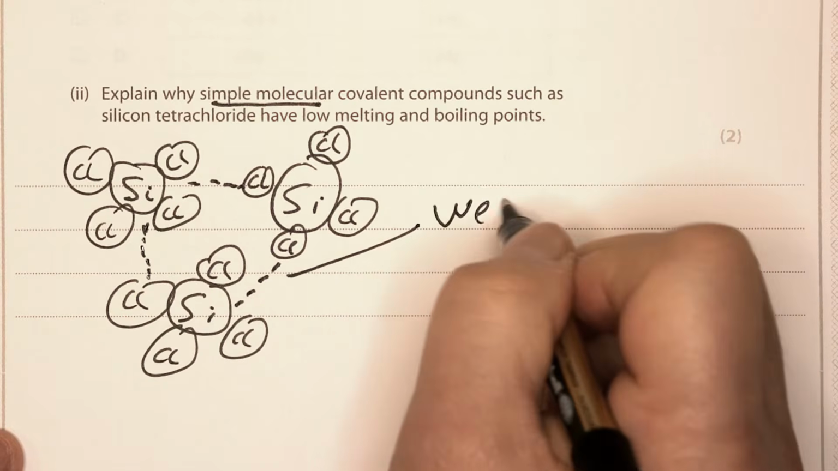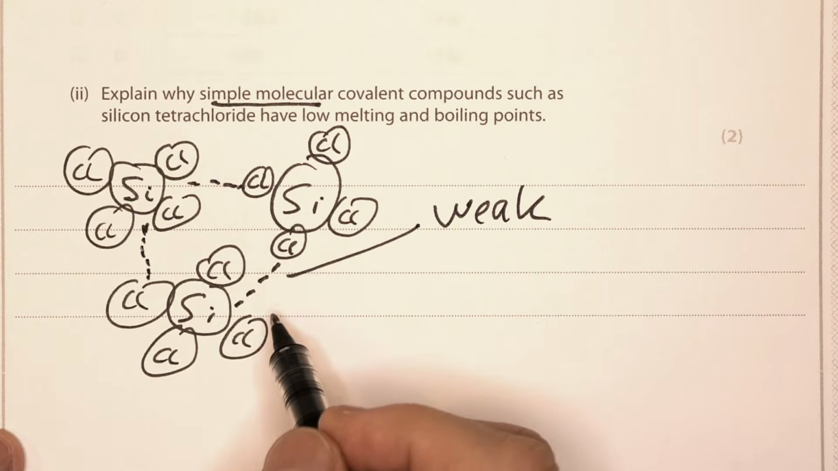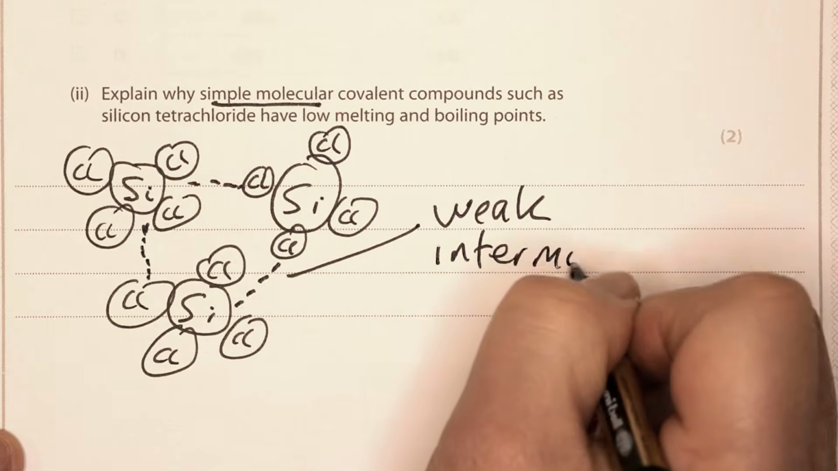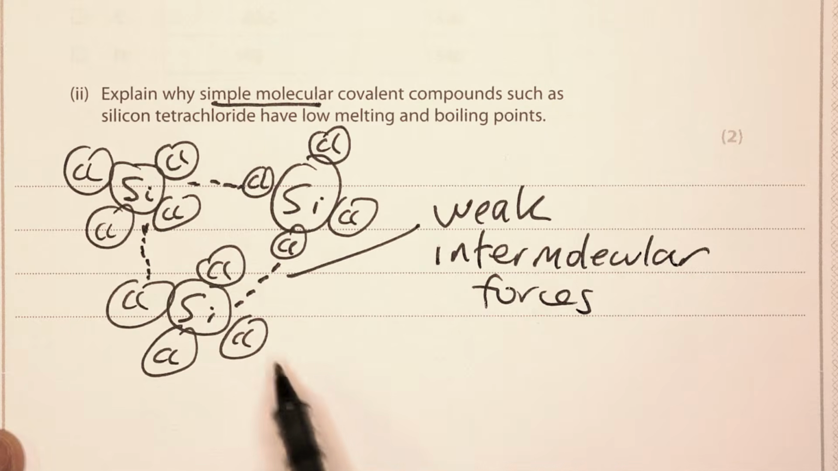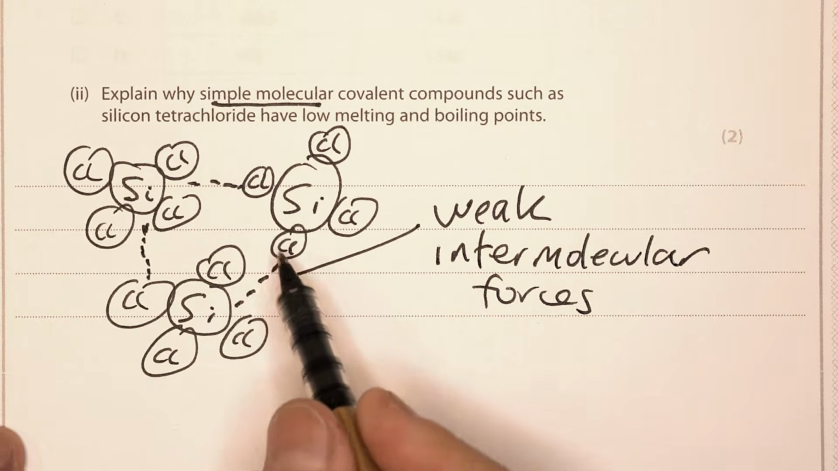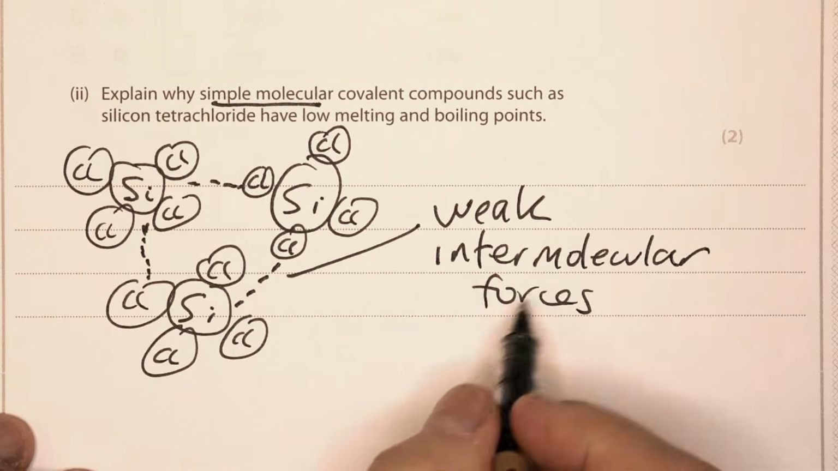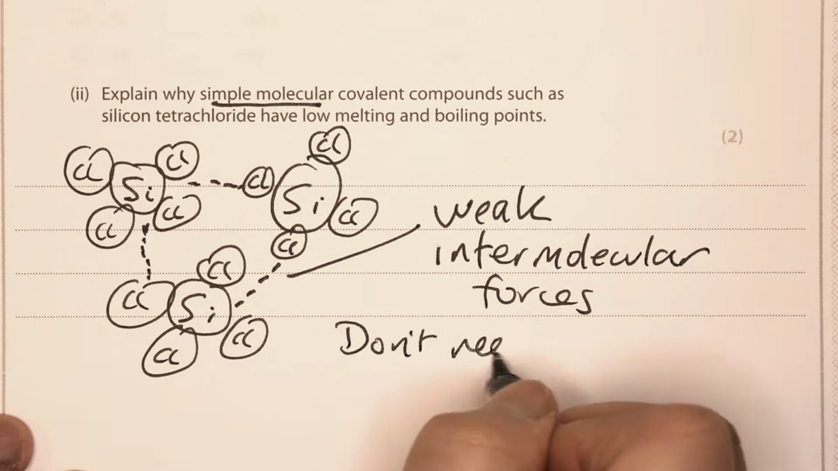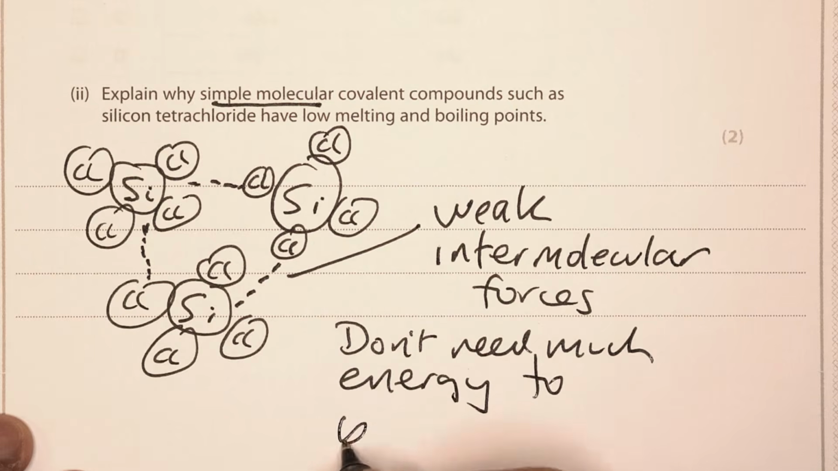So we can say they have weak intermolecular forces. Because they're between the molecules, we call them intermolecular. Inter means between. So when you start to heat it up, it doesn't take much energy to break these forces, so these molecules can start moving apart and behaving more like a liquid or gas. So the weak intermolecular forces don't need much energy to break, or you could say overcome, the forces.